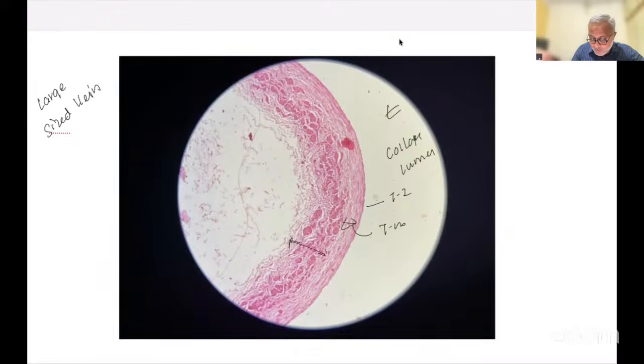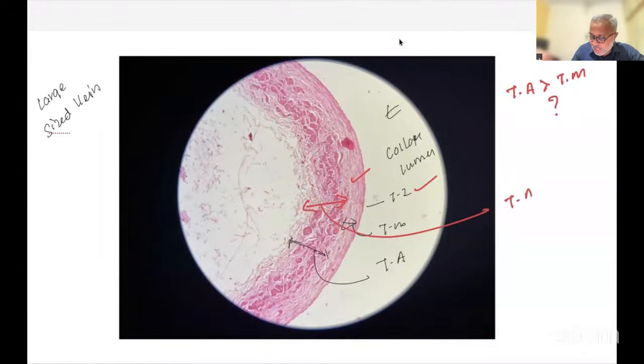But the peculiar feature here is thick tunica adventitia. So remember, what happens here is the tunica adventitia is thicker than tunica media. Now the big question is why? Forget about tunica intima because the structure is the same: endothelium, subendothelial connective tissue, and internal elastic lamina. Done. Now, what about the tunica media? The tunica media contains smooth muscles similar to muscular arteries. But the peculiar feature of a large sized vein is this tunica adventitia.